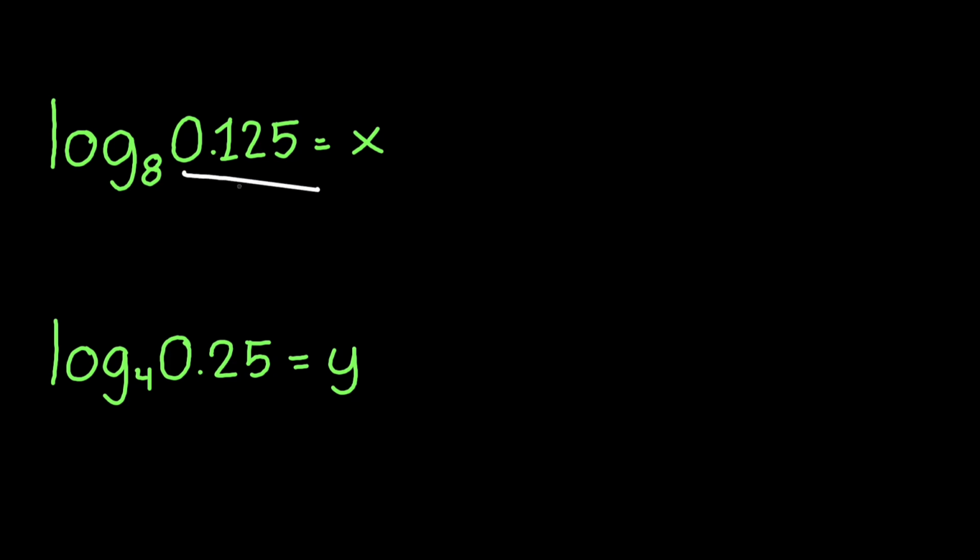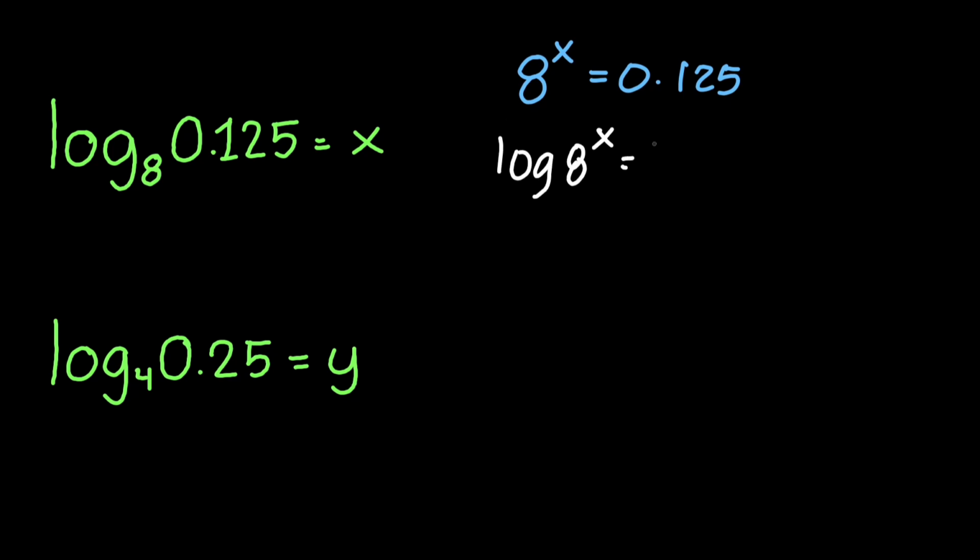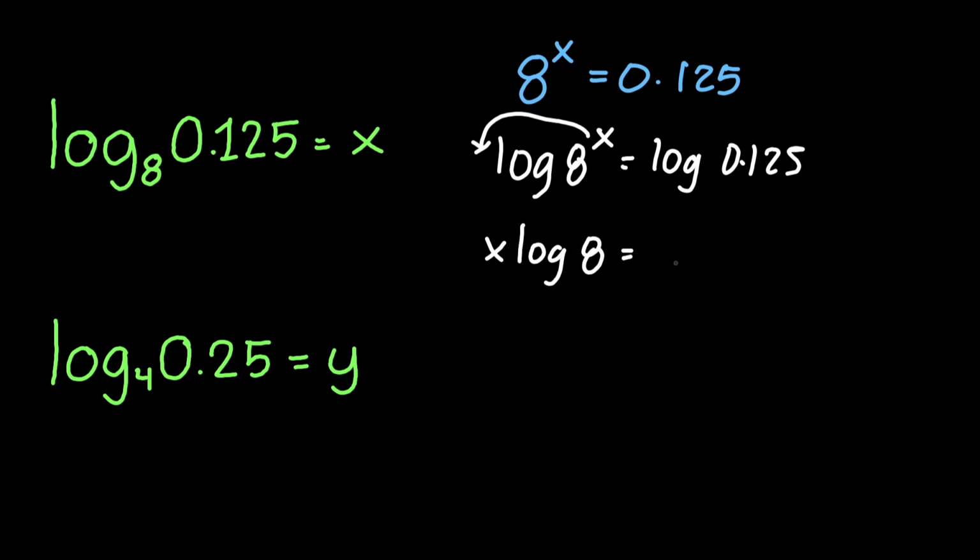Log of 0.125 with base of 8 is equal to x. First up, convert this into an exponential form. 8 to the power of x is equal to 0.125. You would want to get the x here, so multiply log on both sides, and you can bring down x right here. So, this would be x log of 8 is equal to log of 0.125.